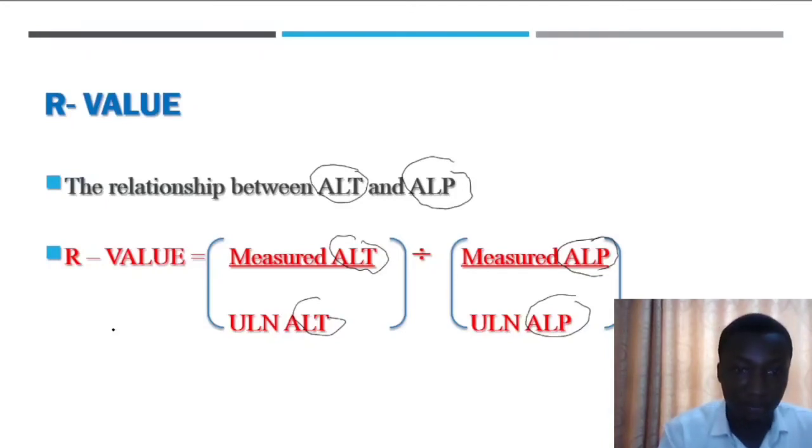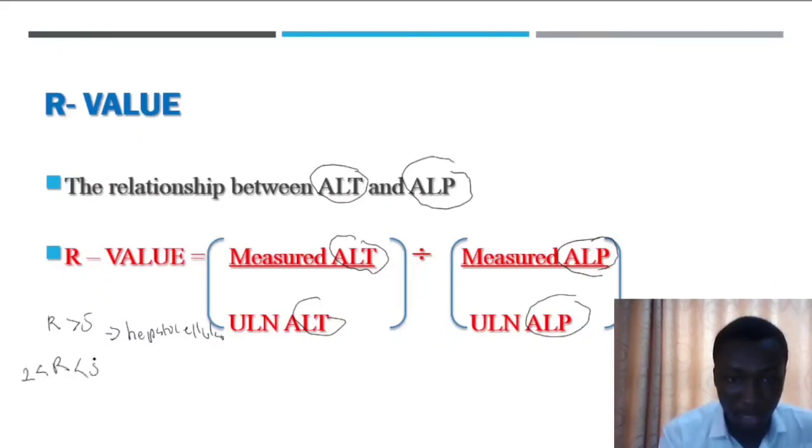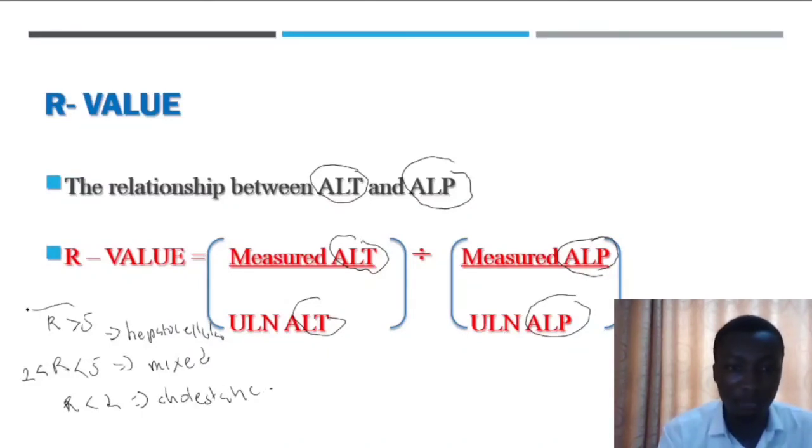And so they said if you do the calculation and get an R value greater than 5, then the patient has a hepatocellular condition. If you get an R value greater than 2 but less than 5, you have a mixed condition. And if you have an R value less than 2, then the patient will have a cholestatic condition. So these were the values that were proposed.